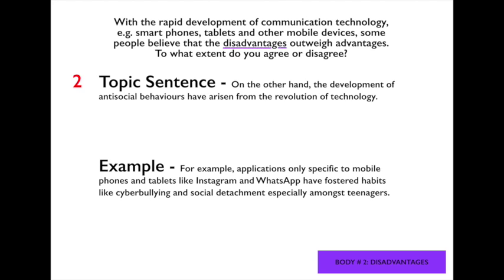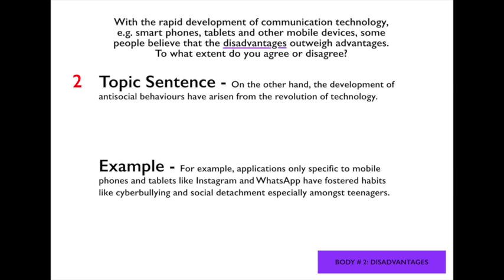Right, so now we're going to go back to the topic sentence again. We have to remember to get straight to the point of what the disadvantages of communication technology are, and at the same time link it to our example. So what I've written is very simple. I wrote, "On the other hand, the development of antisocial behaviors have arisen from the revolution of technology."